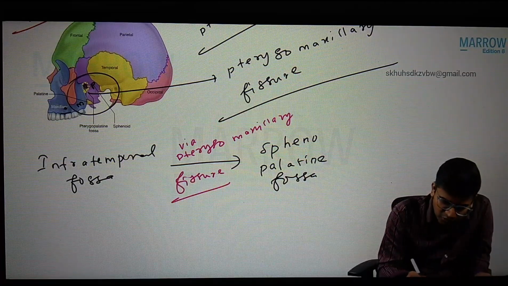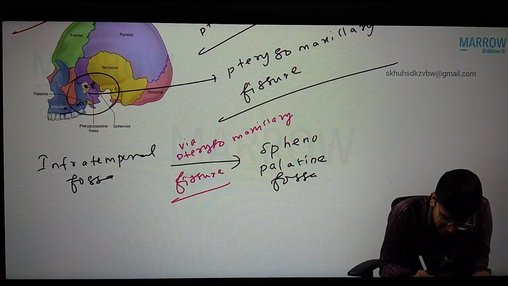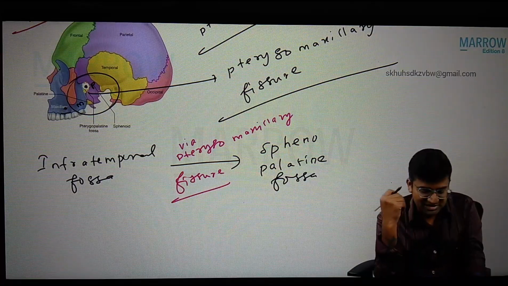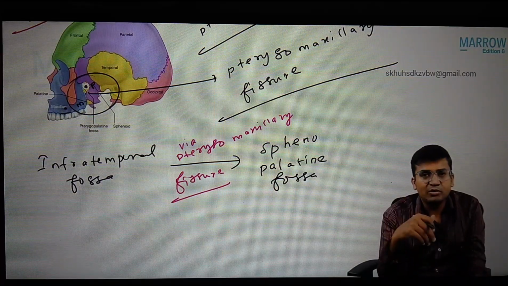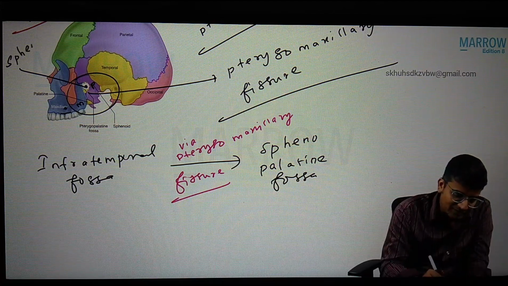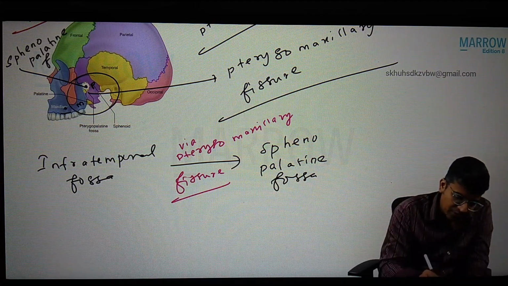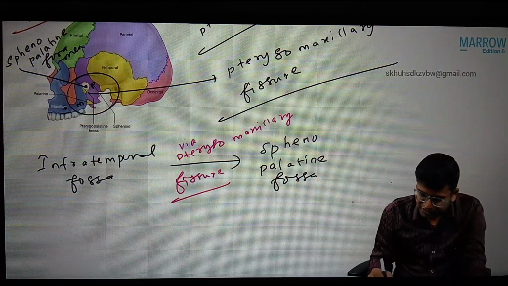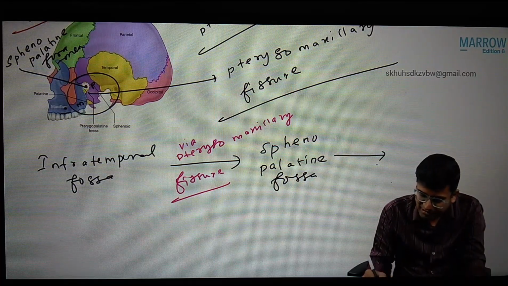Then inside, we are also seeing one more foramen here. Can you see that? Yes. And that is a foramen present between the sphenoid bone and the palatine bone. And that is called sphenopalatine foramen. Okay.